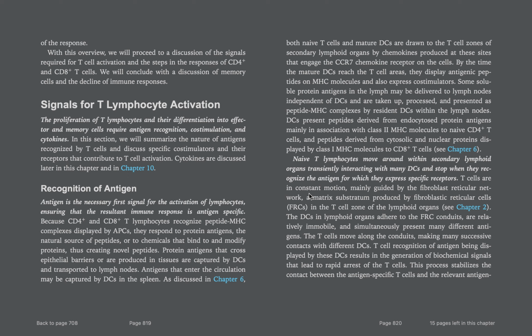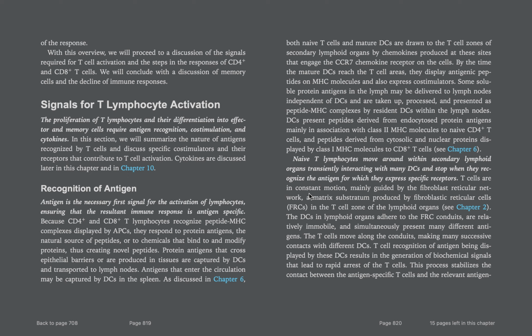Signals for T lymphocyte activation. The proliferation of T lymphocytes and their differentiation into effector and memory cells require antigen recognition, co-stimulation, and cytokines. In this section, we will summarize the nature of antigens recognized by T cells and discuss specific co-stimulators and their receptors that contribute to T cell activation. Cytokines are discussed later in this chapter and in chapter 10.